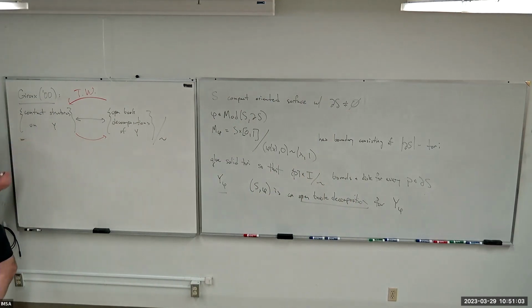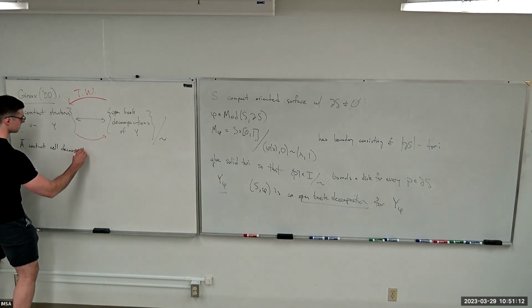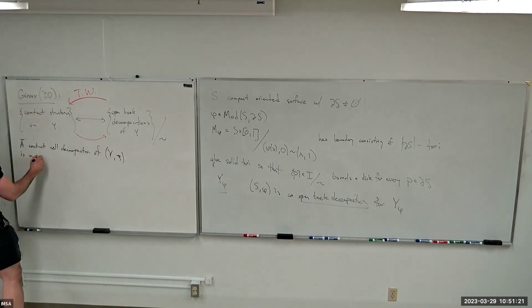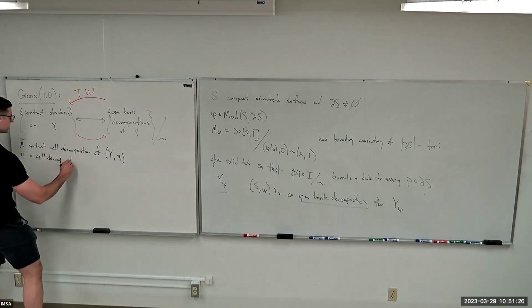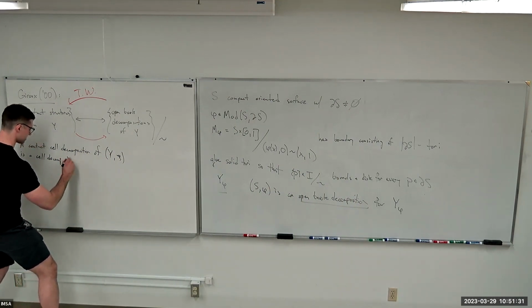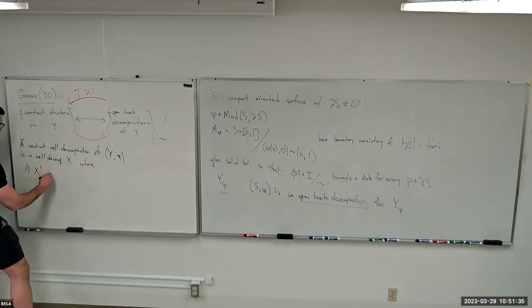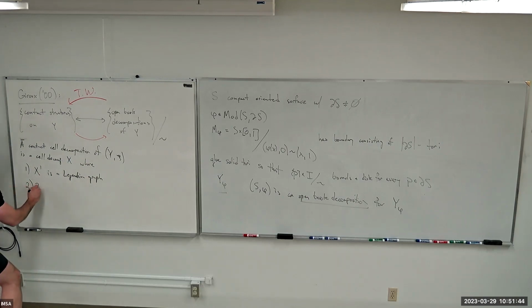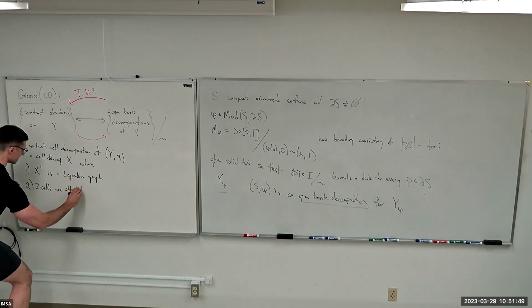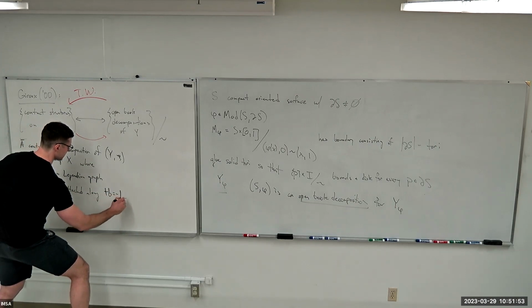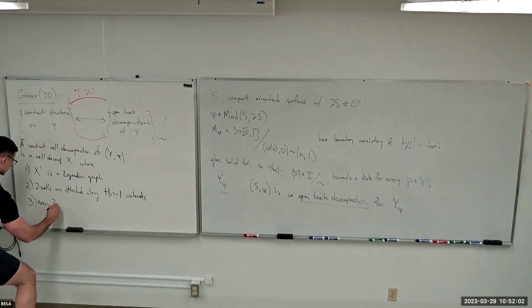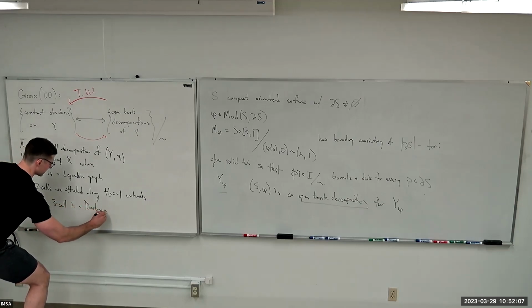Okay. So here's a definition. This is something Giroux introduced. A contact cell decomposition of a contact manifold is a cell decomposition, I'll call it X, where the one-skeleton is a Legendrian graph, two-cells are attached along tb -1 unknots, and every three-cell is a Darboux ball.